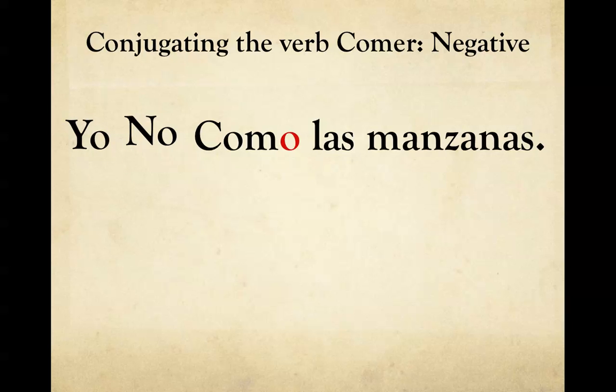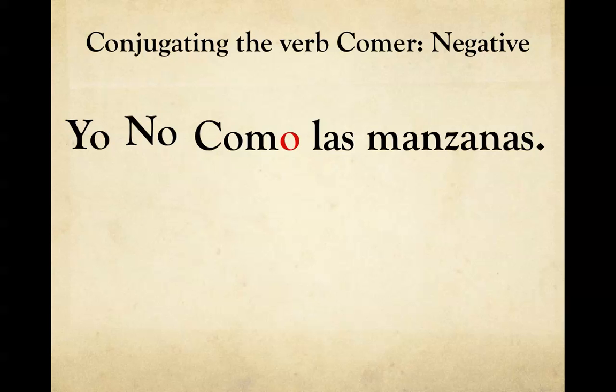So one of the problems is where to place every piece of this sentence. We know that in order to make this sentence negative, you have to put no in front of como. However, what we didn't see before was the fact that when you have a subject pronoun, that would actually have to go all the way in front. Yo no como las manzanas.